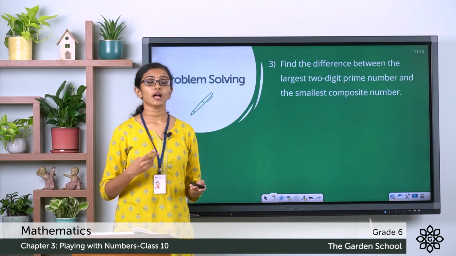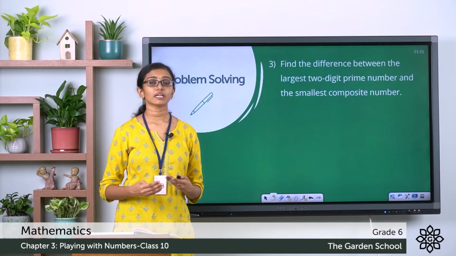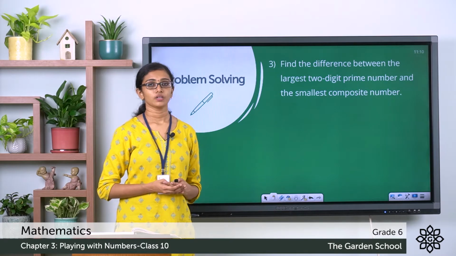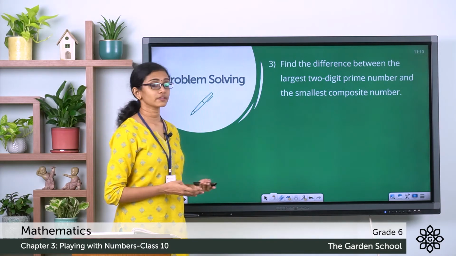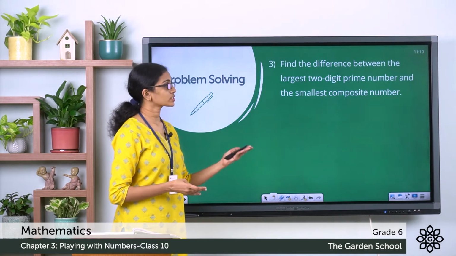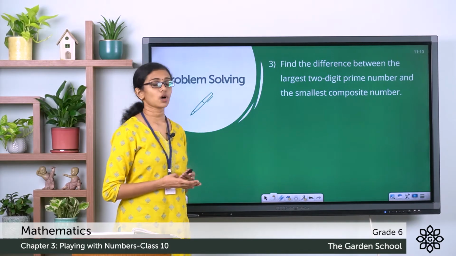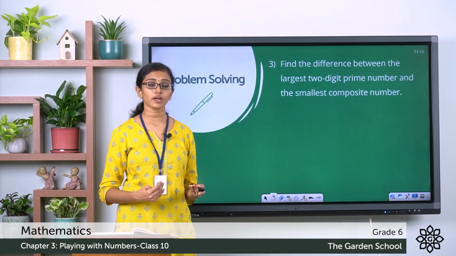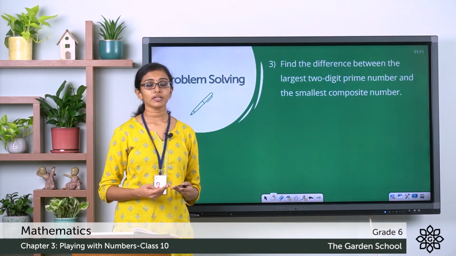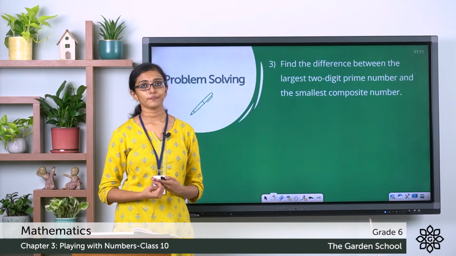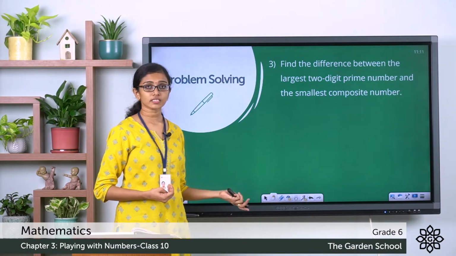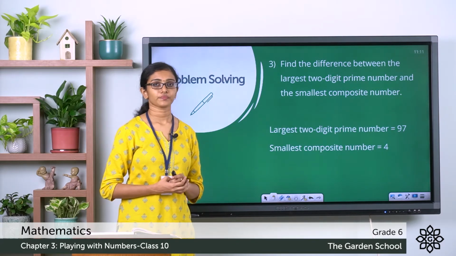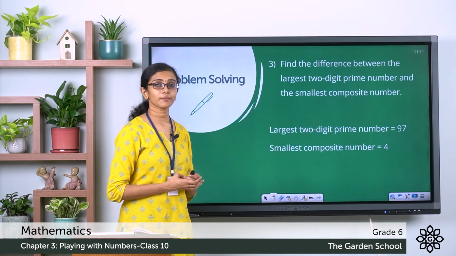The number itself and the number 1 will be factors, and there may be other numbers which are factors of the given composite number. So here you are asked to find the difference between the largest 2-digit prime number and the smallest composite number. So which is the largest 2-digit prime number? Which is the smallest one? 2 is the smallest prime number and it is the only even prime number. Now, which is the largest 2-digit prime number? It is 97.